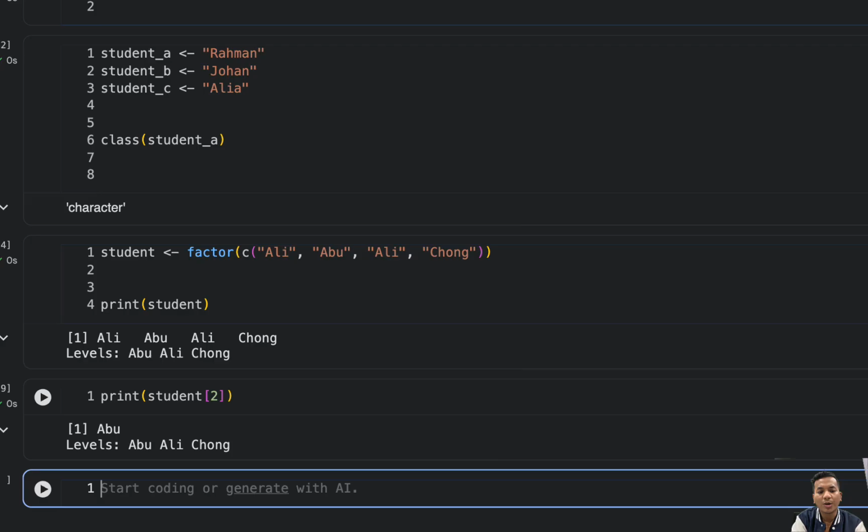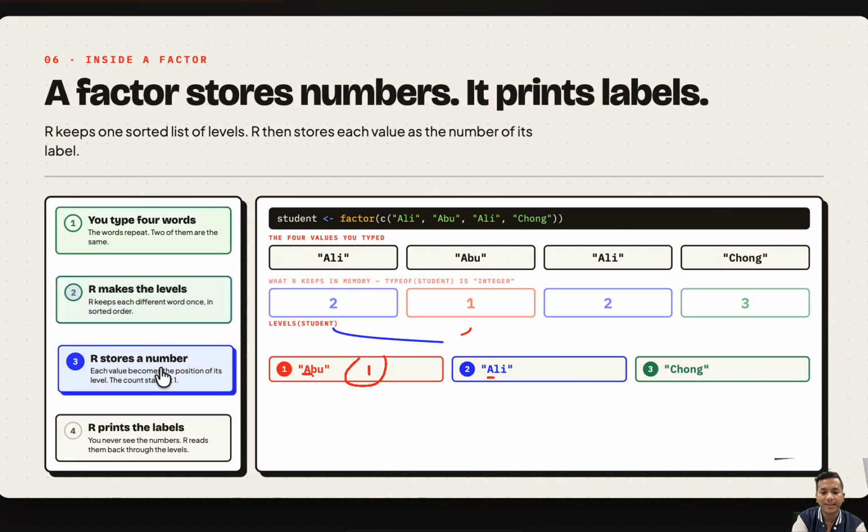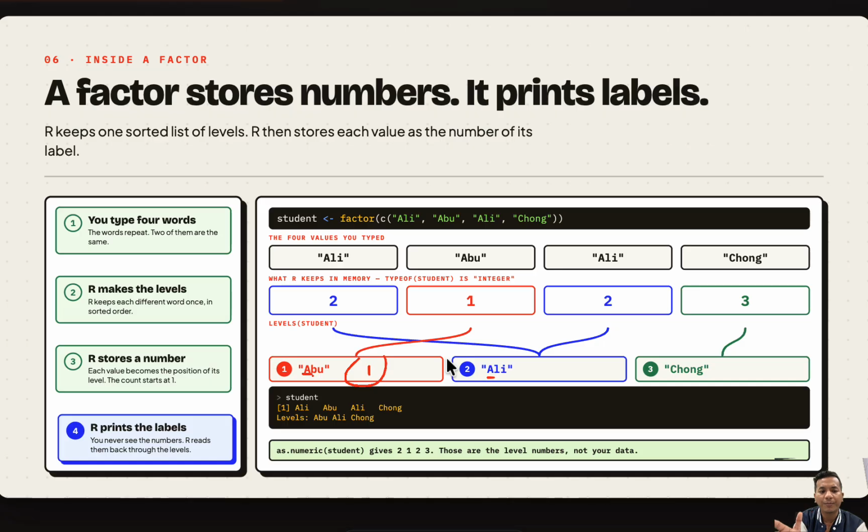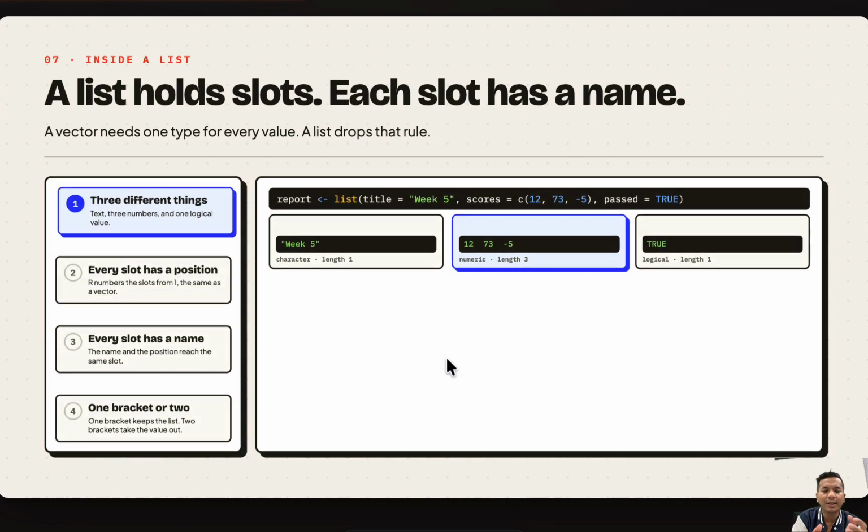So that is how it works for vectors. All right, so I think that's it for vectors and factors. Now let's go to the next thing, which is lists.